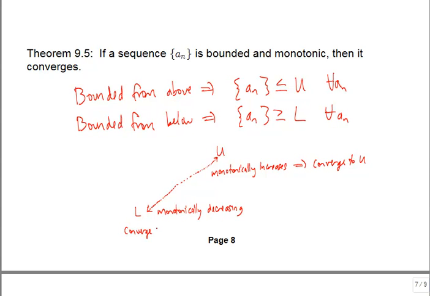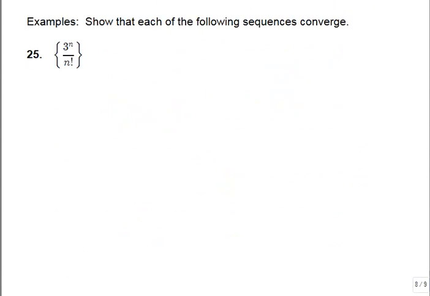So this gives us a way of determining whether or not a sequence converges if we don't have any other techniques to figure out whether or not it converges or diverges. So for example, suppose that we want to show that the sequence 3 to the n over n factorial converges. Now we can't do this in the way that we've done in the past. Normally what we like to do to show something converges is we take its limit as n goes to infinity.